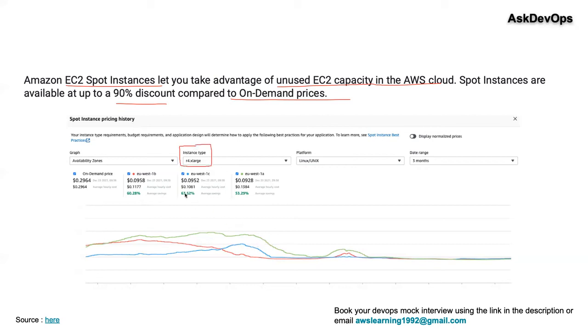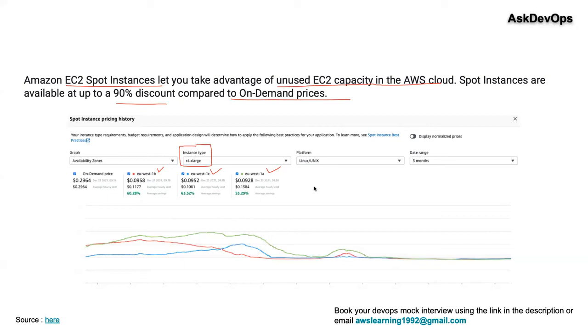In this particular graph, you can see a comparison of on-demand and different spot prices in different availability zones. You can see the price varies, right? So what is a bid price? Bid price is a price that you have to tell when you are getting the spot instances, how much you are okay to pay to get this particular EC2 instance.